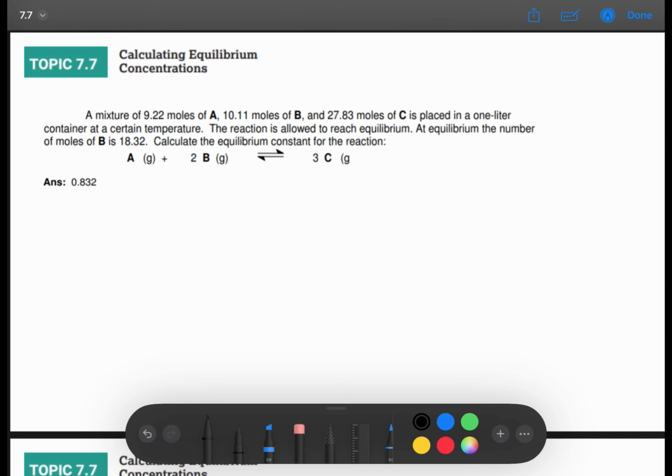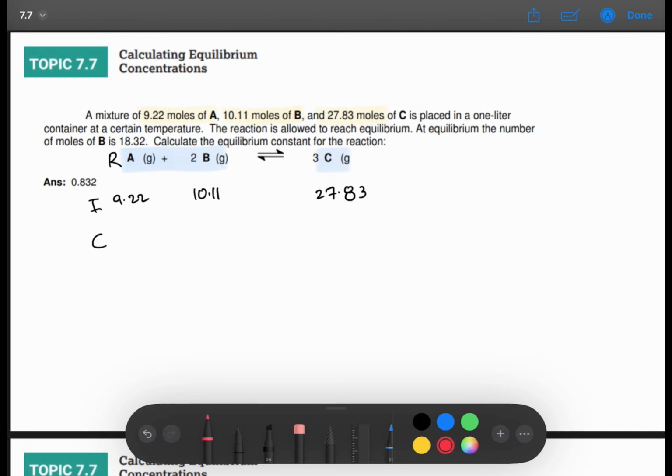As we can see, we have 3 species, products and reactants, with their given corresponding amounts in the reaction here. We have 9.22 moles of A, 10.11 moles of B, and 27.83 moles of C. First of all, this is going to be R, like this is the reaction. At initial time, the amount of A was 9.22, for B it was 10.11, and for C it was 27.83. All right, and now we have a change.